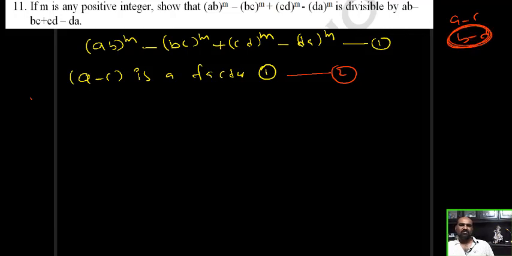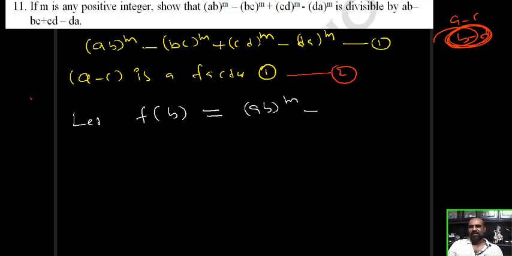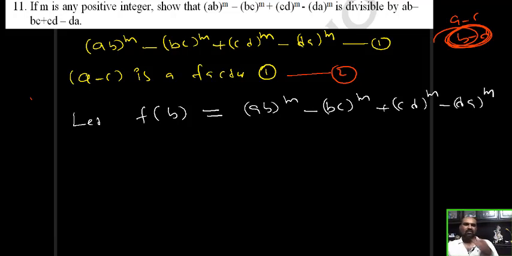To prove this, what am I assuming? The expression is in b only. Remaining all are treated as constants. Let f of b be ab power m minus bc power m plus cd power m minus da power m. I assume that this is a polynomial in b. Later I will find f of d. If it equals 0, then b minus d is one of the factors of f of b. f of b is 1 only.